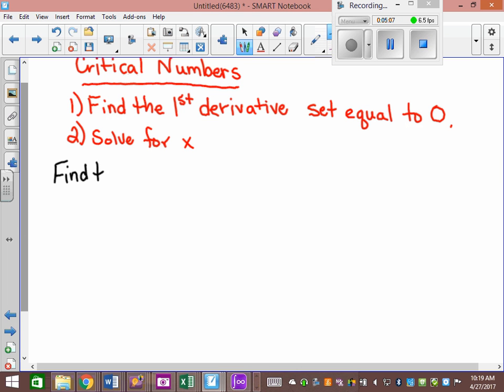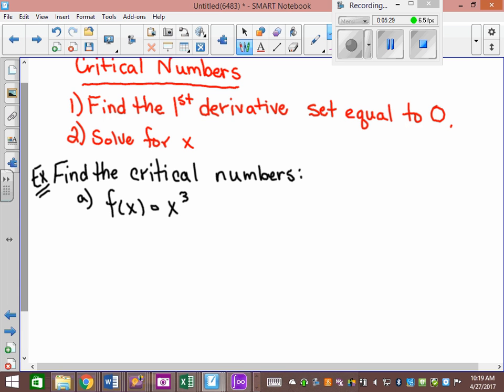Find the critical numbers of A. So we're just going to look at a polynomial. F of x equals x cubed plus 6x squared minus 15x. Okay? In order to find the critical numbers, we have to do the first derivative. So we're going to do f prime of x.